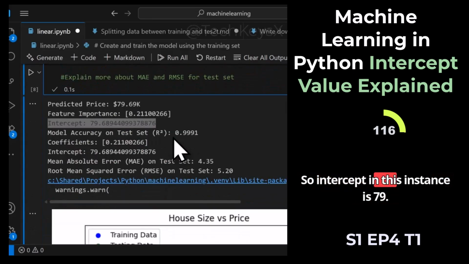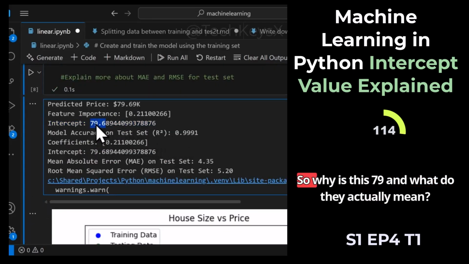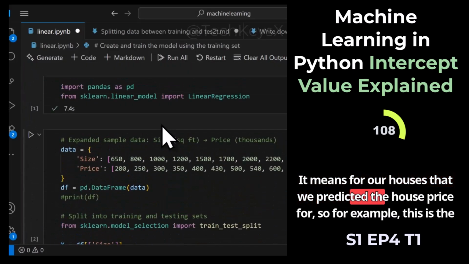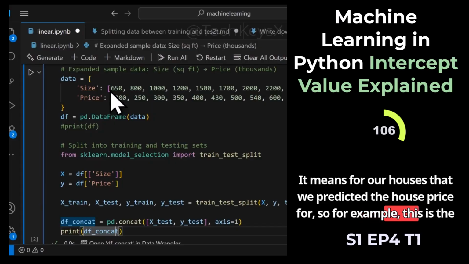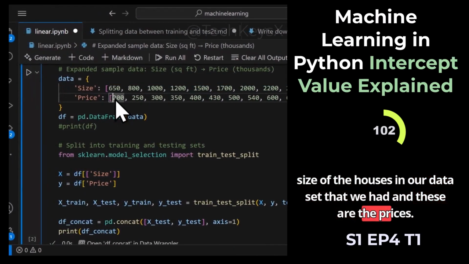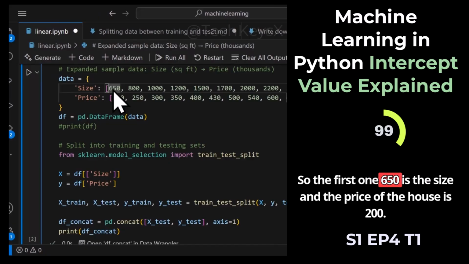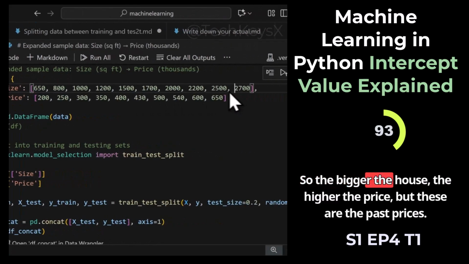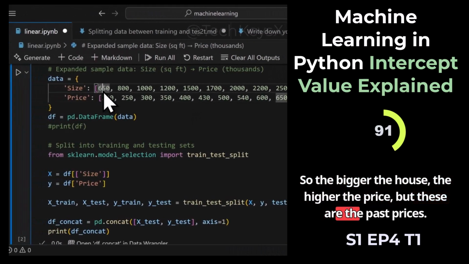So intercept in this instance is 79. Why is this 79 and what does it actually mean? It means, for our houses that we predicted the house price for, for example, this is the size of the houses in our data set, and these are the prices. The first one, 650, is the size, and the price of the house is 200. These are in square feet, so the bigger the house, the higher the price. These are the past prices.